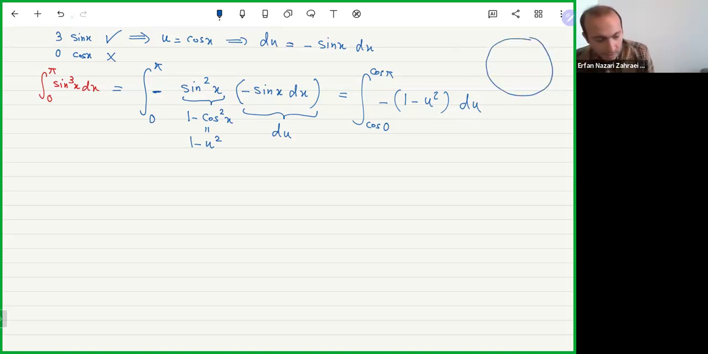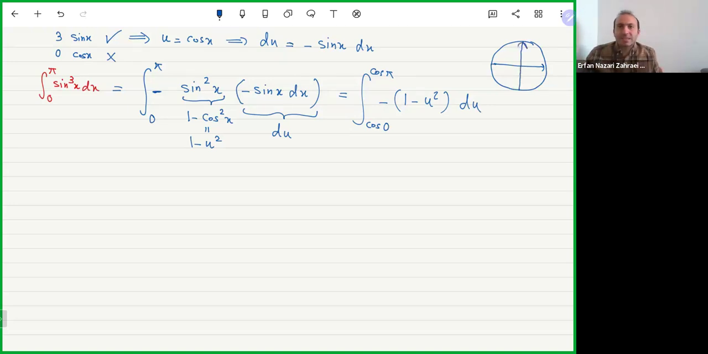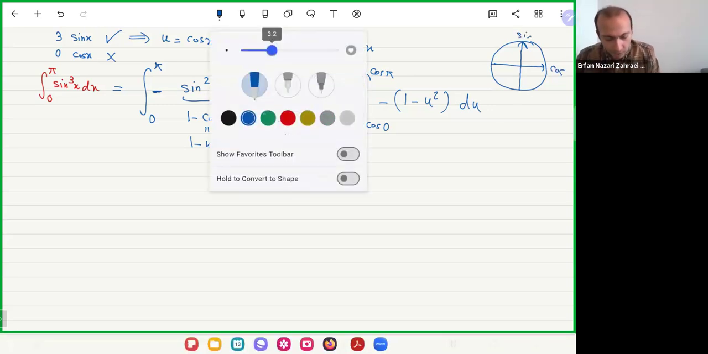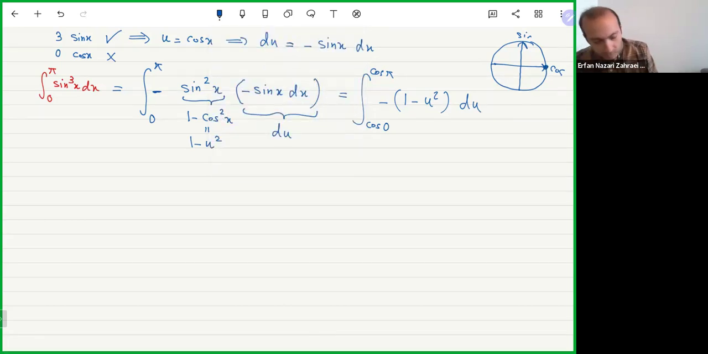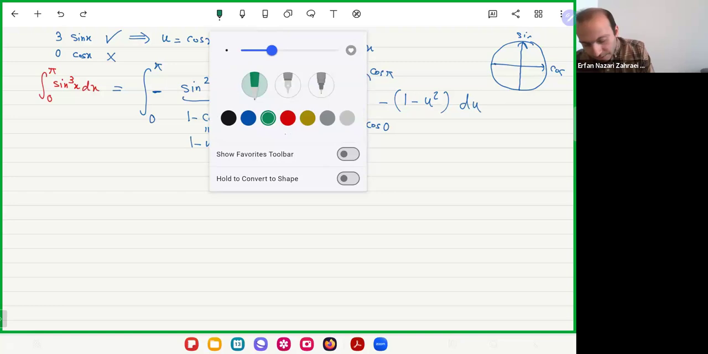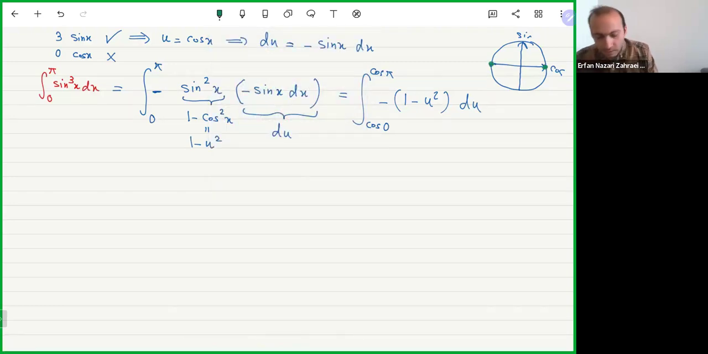What are cos 0 and cos pi? My best friend for trigonometry. If you don't use it, it's the worst thing that you can do to yourself when you are working with trigonometry. The easiest and most optimal answer to most trigonometry questions is hidden in the very simple unit circle. So cos 0 and cos pi. Where is 0? It's here. Let me use another color. 0 is here and pi is here.